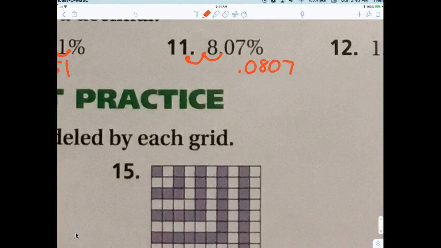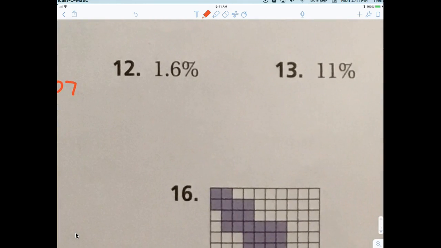0.0807. Make sure you look at that carefully. 0.0807. Move the decimal 2 places to the left. All right, let's see if you learned something. Number 12, what would that be? 0.016. Once, twice. That is correct. Very nice. Next.